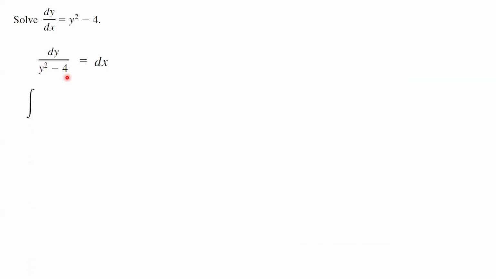Well, now that it's a separable differential equation, we can take the integral of both sides. The integral of dy divided by y squared minus 4 is equal to the integral of dx. Now, how do you find the integral on the left-hand side? To calculate it, we're going to use the method of partial fractions. 1 over y squared minus 4 can be written as 1 divided by (y minus 2) times (y plus 2).